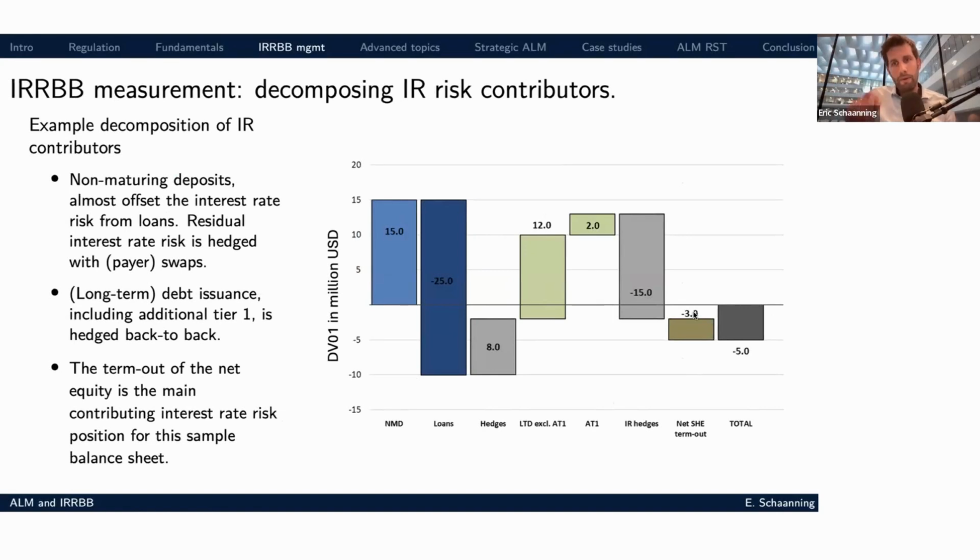And then the last component is net shareholder equity term out. There's lots of different names for that. Some banks call it investment of equity, others call it equity term out. What it essentially means is, how do you deal with the equity of the bank? Do you assign it an interest rate risk, and how do you hedge this?